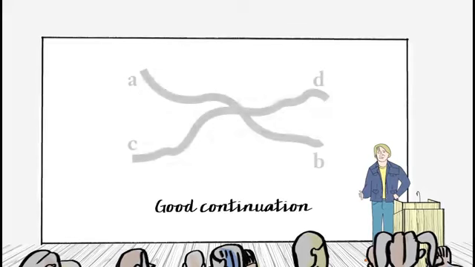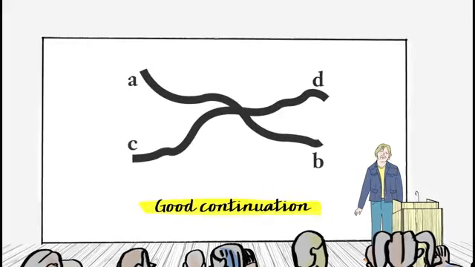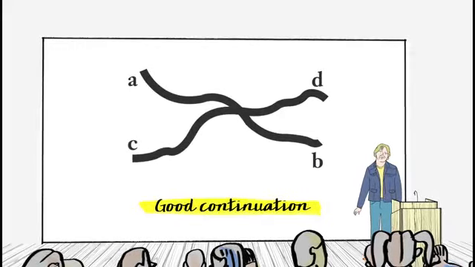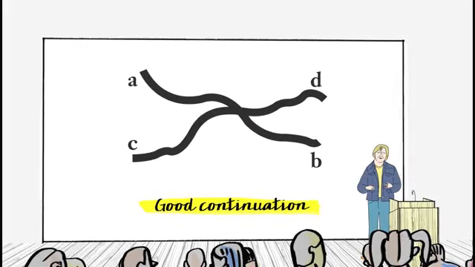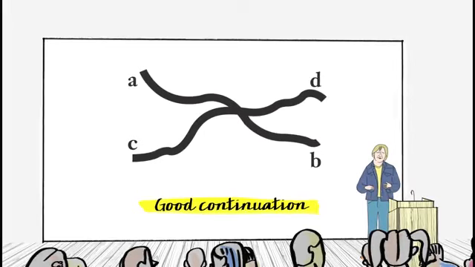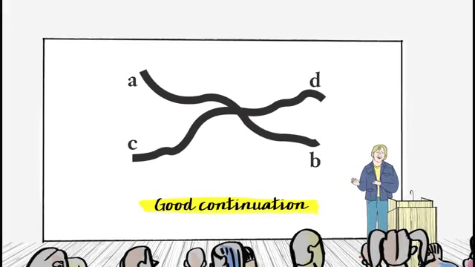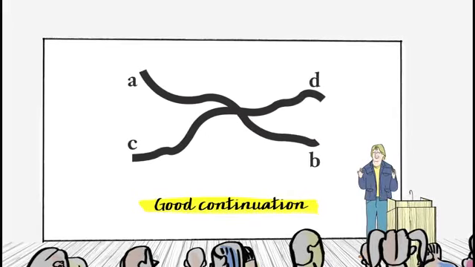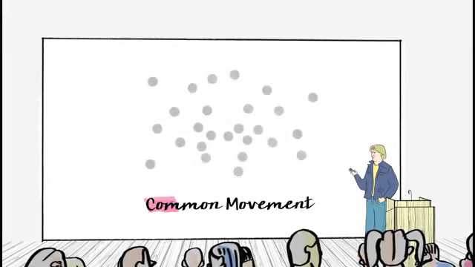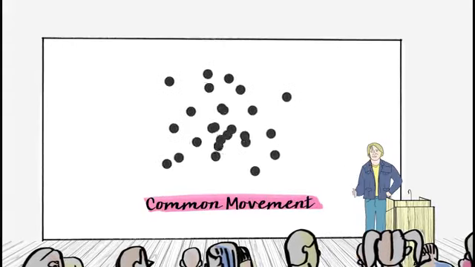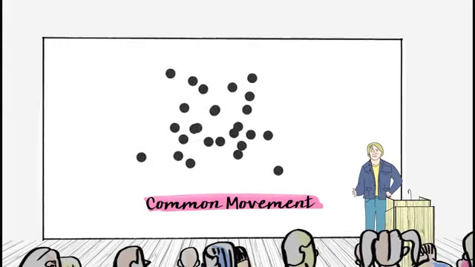Similarly, there's good continuation. So the simplest continuation of these lines has A leading to B and C leading to D. There's nothing logically wrong with saying, oh, here are two complicated lines. One goes from A to C and the other one goes from D to B. It's just not natural. We make the simplest continuation. There's common movement. You would naturally see these two clusters as two different groups.